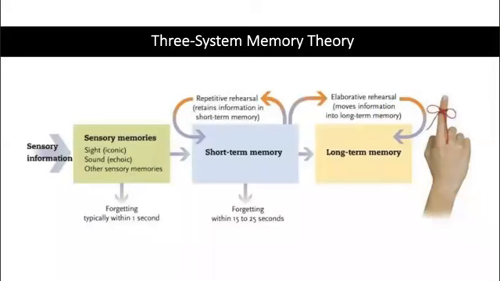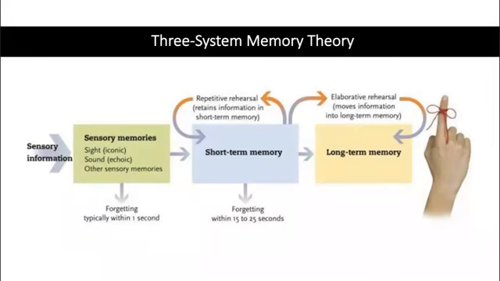So again, you have sensory information coming in from the left. This is any sensory information that you're gathering from the senses, right? It can be visual information, auditory, olfactory, sense of touch. So any sensory information that you're getting from your sense organs. And like I said, we typically forget these memories within 1 second unless they're transferred to short term memory.